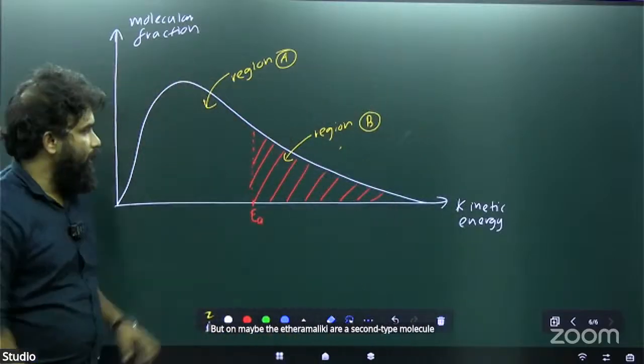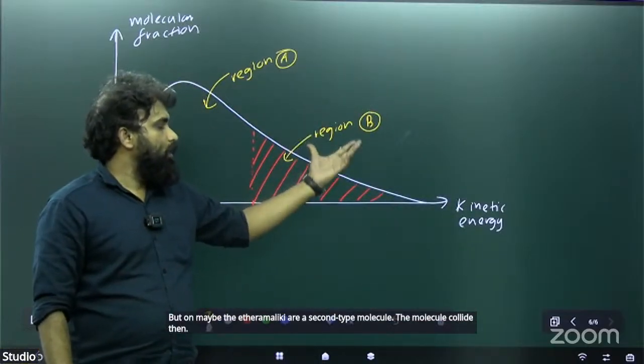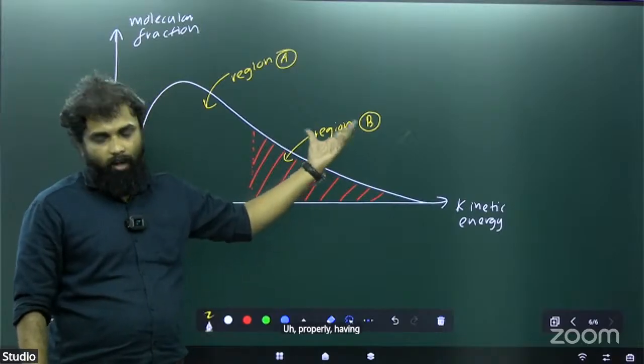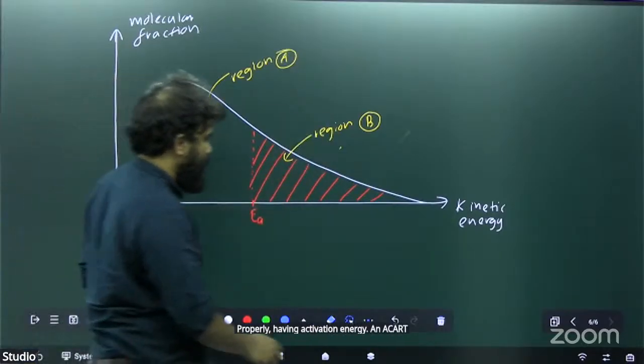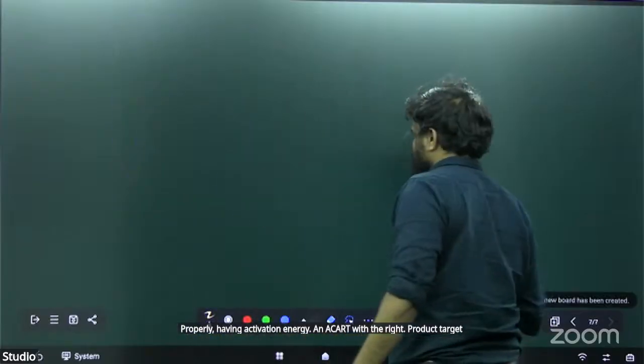The molecules that collide properly having activation energy. Only that group converts to product.